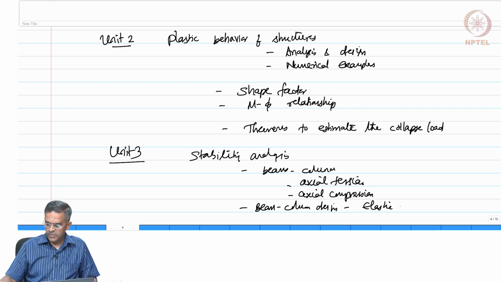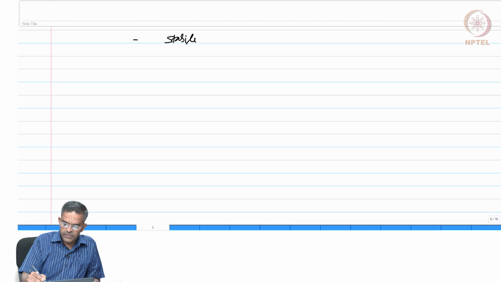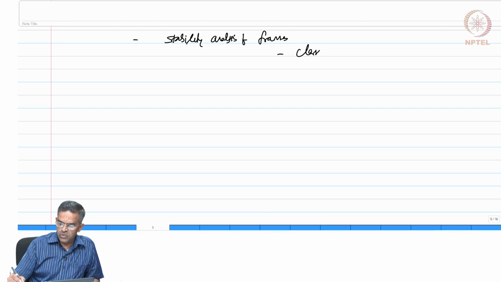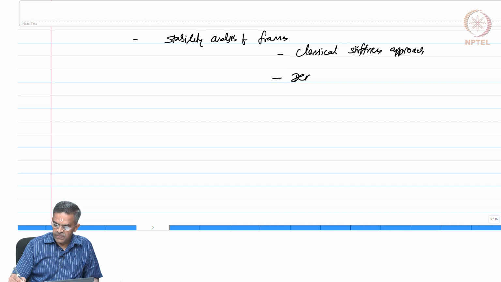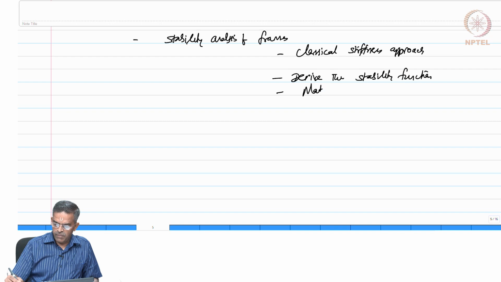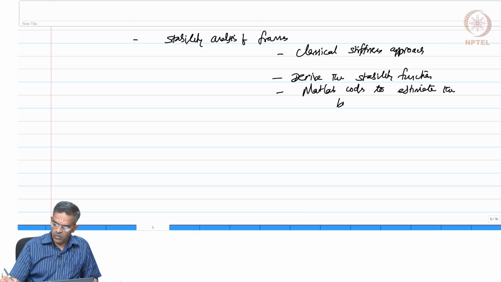Then we will extend this to do stability analysis of frames. We will use a classical stiffness approach. We will derive the stability functions from the first principles. We will also use MATLAB codes to estimate the buckling load, or what we call otherwise as critical load.